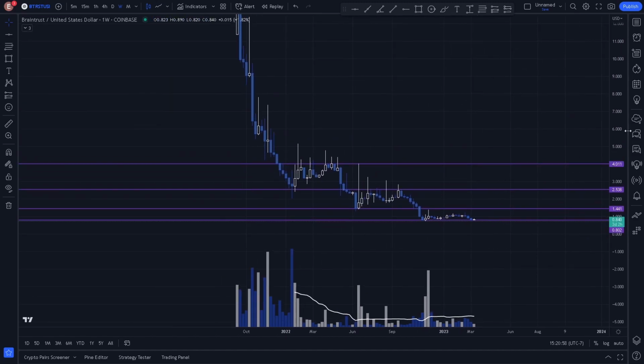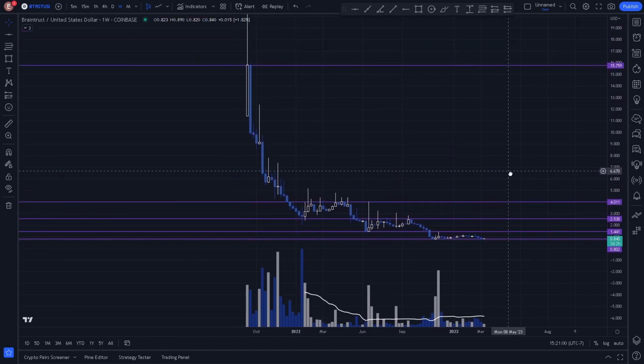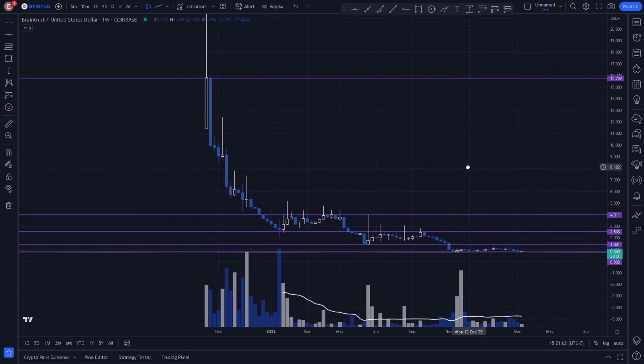So, looking at our chart, these are all the key levels plotted.